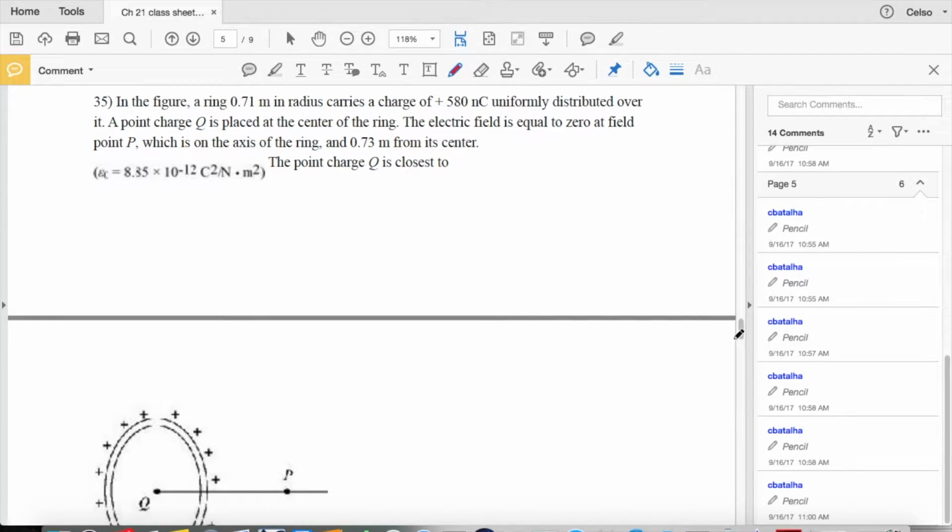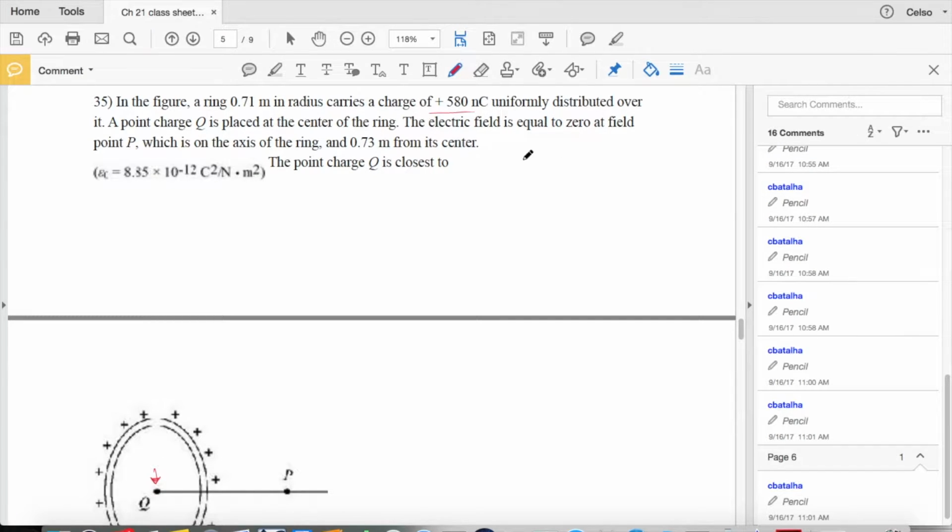In the figure, you have a ring of radius R that carries a charge Q uniformly distributed. Oh, we did this in class. A point charge Q is placed at the center of the ring. Oh, we have a charge there, we didn't do this in class. The electric field is equal to 0 at a point P.